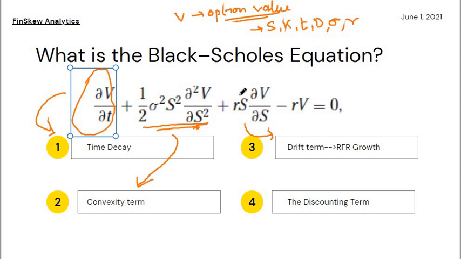It denotes what would be the growth in your spot price or stock price with respect to the risk-free rate. And the fourth one is minus R V, which is the discounting term. Why do you need to discount it? Because European options can be exercised upon a fixed expiry, but if you're trying to value it today, you need to discount it back with the risk-free rate. That's why it is minus R V. So economically, these are the four terms which make up the Black-Scholes equation.